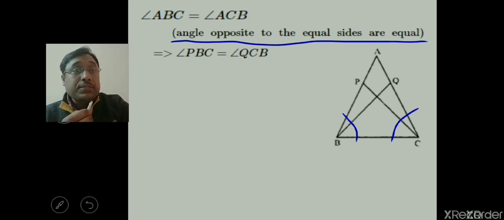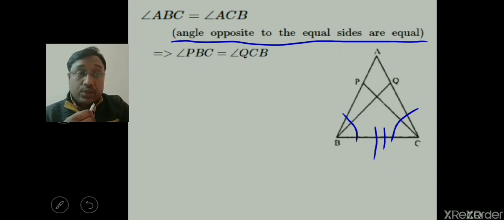Next part is BC and BC common here. This side BC is common in both triangle PBC and triangle QCB.